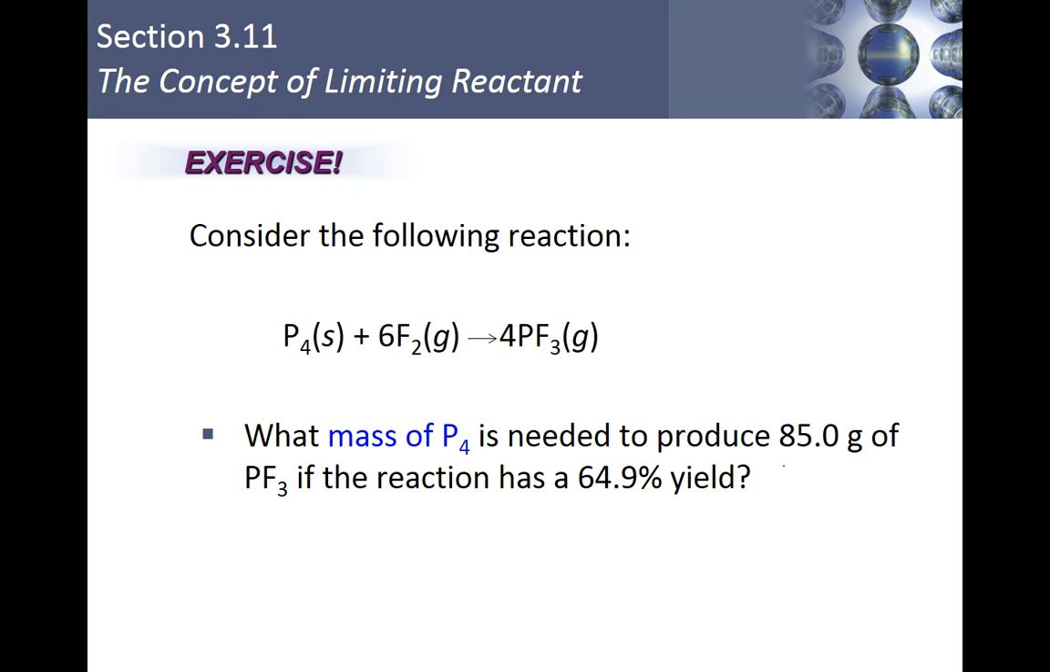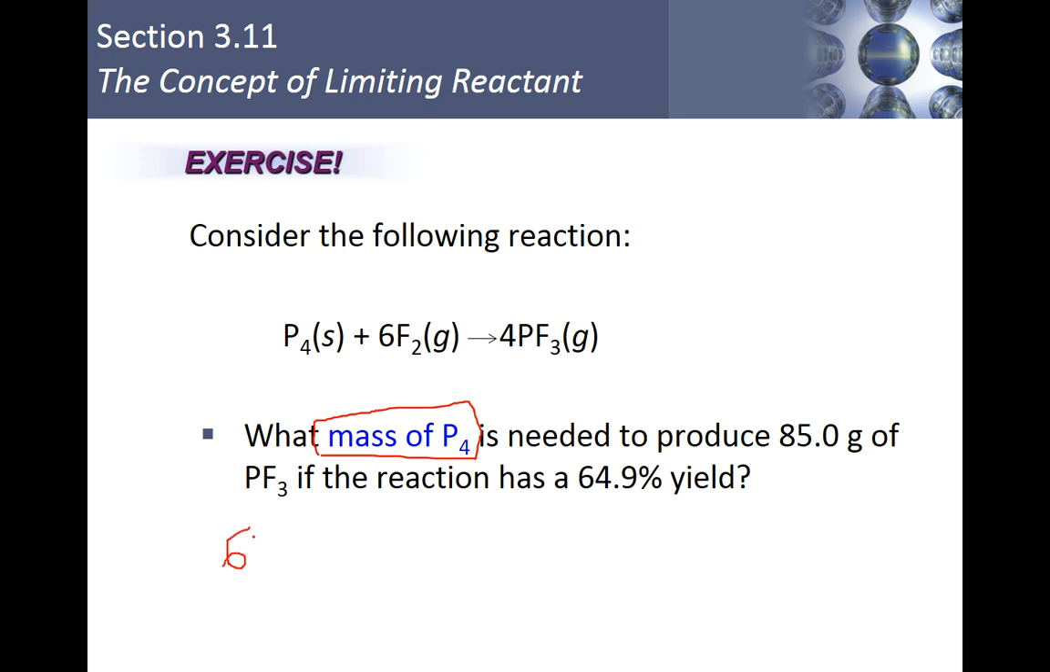All right, so in this reaction right here, it says, what mass of P4 is needed to produce 85 grams of PF3 if the reaction has a 69.4% yield? So we're trying to get to P4. This is our end right here. So we're going to need to work backwards to get to P4. But what we are given is everything in reverse.